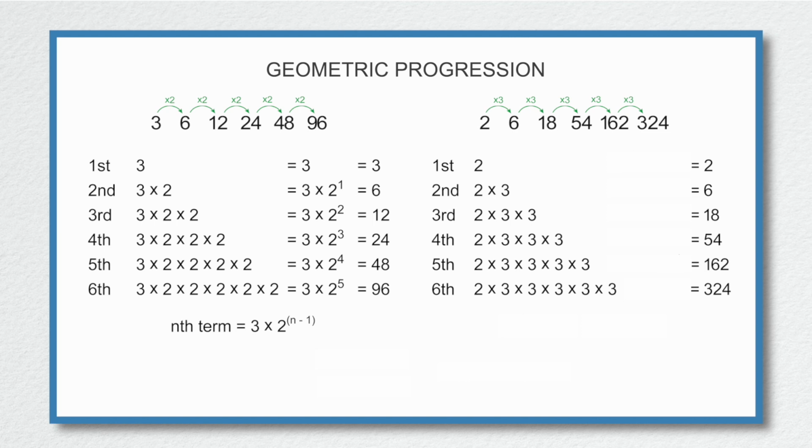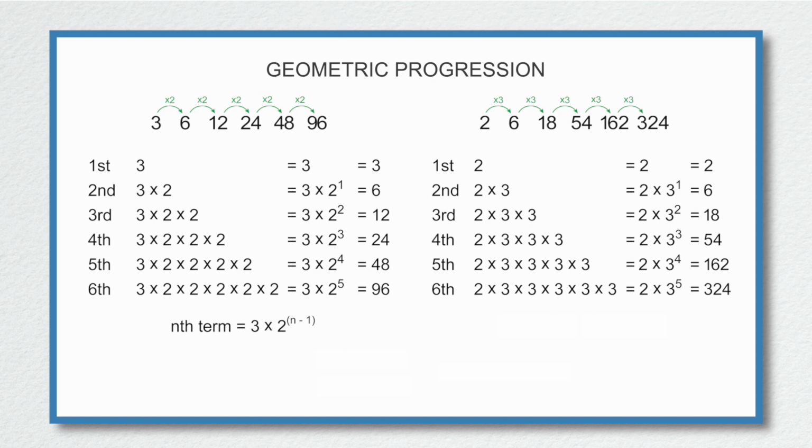So simplifying these terms, we have 2. We have 2 multiplied by 3 to the power of 1, or 2 multiplied by 3. For the third term, we have 2 multiplied by 3 squared. For the fourth term, we have 2 multiplied by 3 to the power of 3. For the fifth term, we have 2 multiplied by 3 to the power of 4. And for the sixth term, we have 2 multiplied by 3 to the power of 5.